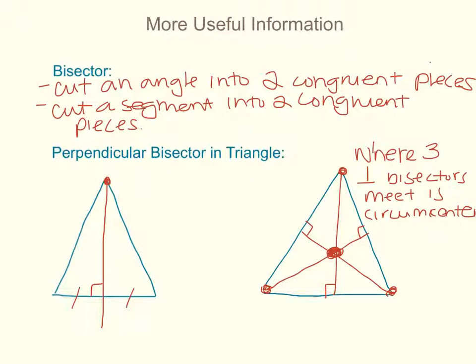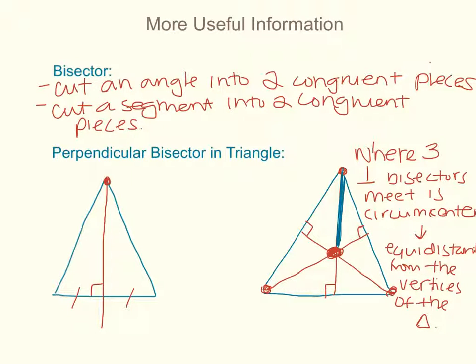Now, the circumcenter has a very special property. It's equidistant from the vertices of the triangle. So that means that this piece here is congruent to this piece here and this piece here. They're all congruent.